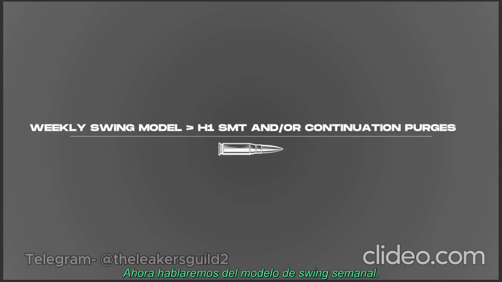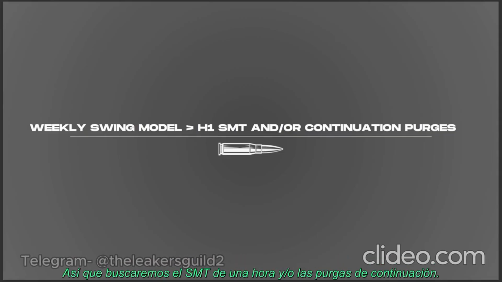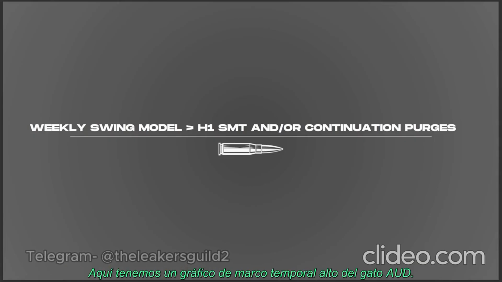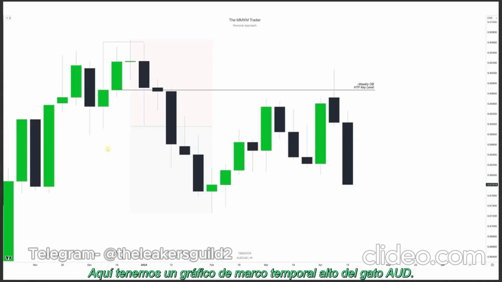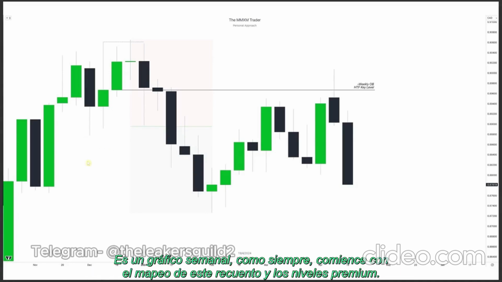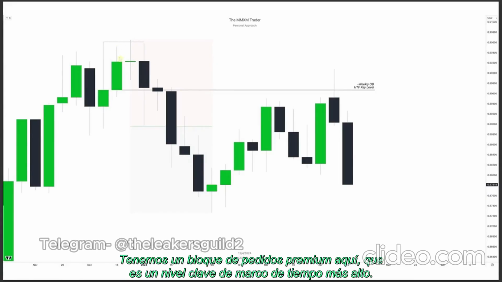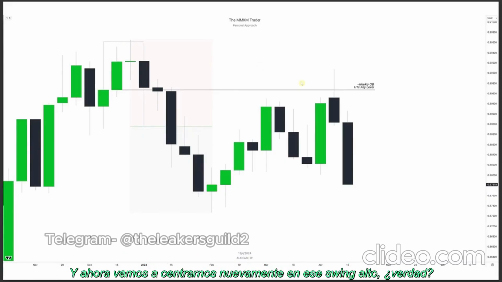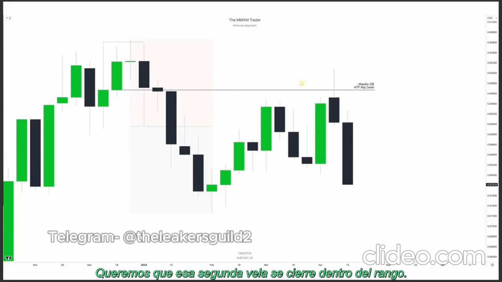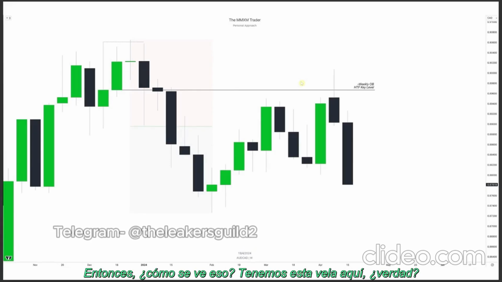Right, so now we'll talk about the weekly swing model. So we're going to be looking for the 1-hour SMT and/or continuation purges. So over here we've got a higher time frame chart of AUD-CAD. It's a weekly chart. As always, start out with mapping out discount and premium levels. We've got a premium order block over here, which is a higher time frame key level. And now we're going to be focusing on that swing high again, right? We want that second candle to close inside of the range.